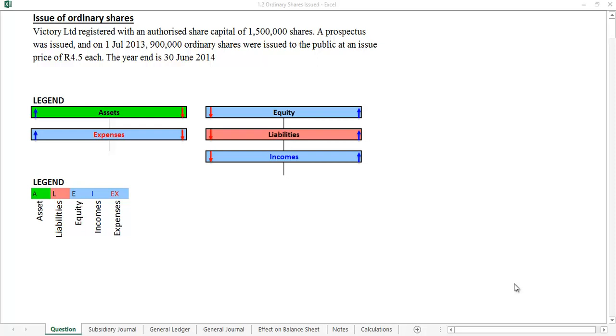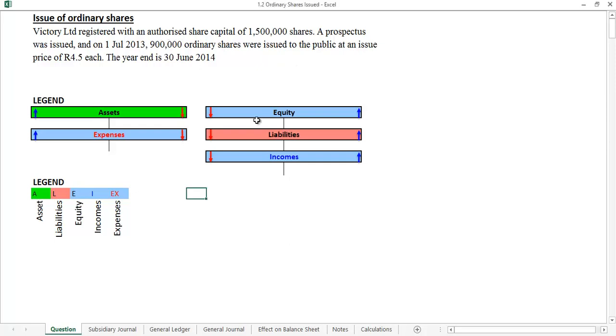Right guys, so this transaction is the issue of ordinary shares, which is what we'll be looking at next. If you have a look here, Victory Limited registered with an authorized share capital of 1.5 million shares. A prospectus was issued, and on the 1st of July 2013, which is the first day of the year, 900,000 ordinary shares were issued to the public at an issue price of 4.50. Good. The year end is 30 June 2014.